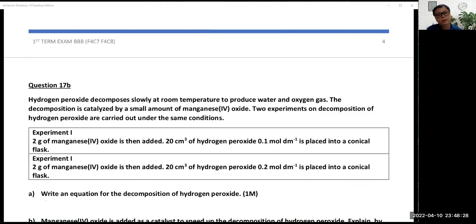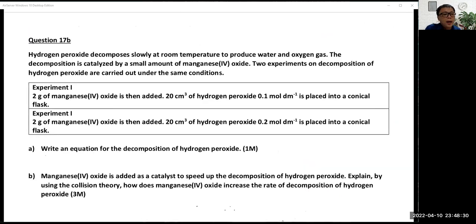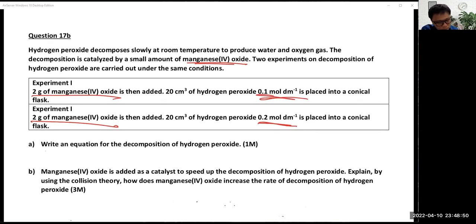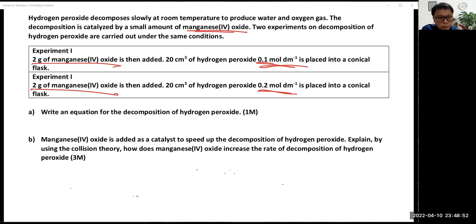Okay, then we look at the second question to see what is the difference. Hydrogen peroxide decomposes slowly at room temperature to produce water and oxygen. The decomposition is catalyzed by a small amount of manganese oxide. So you can see this is the manganese oxide. Both have manganese oxide. Then after that, this one is 0.1 mole and 0.2 mole.